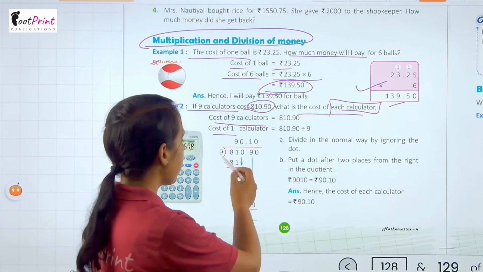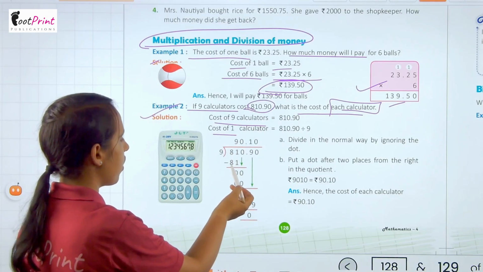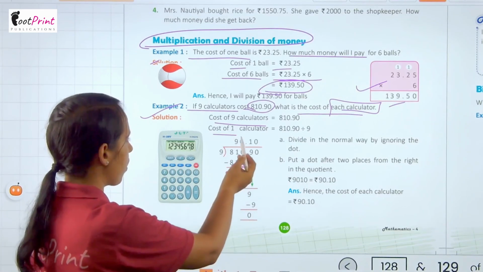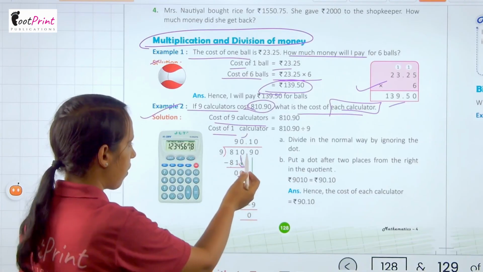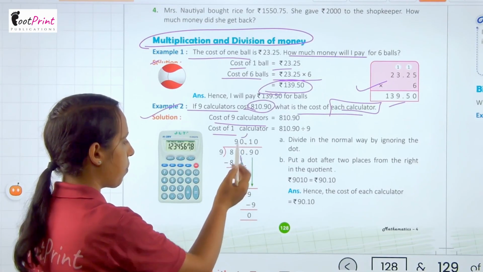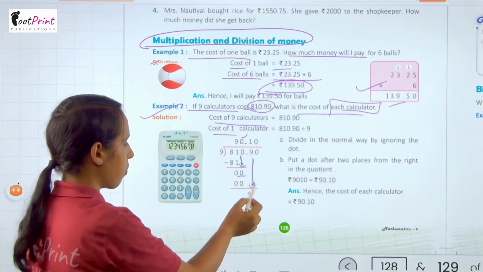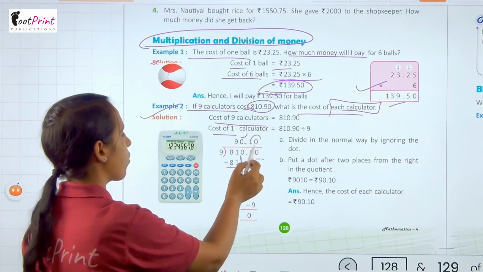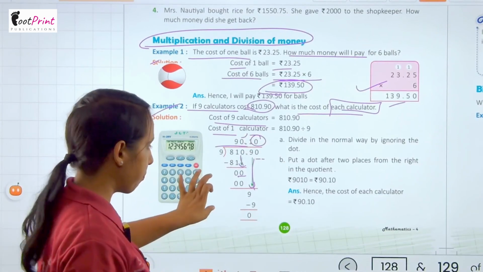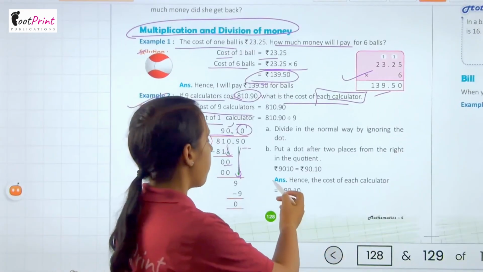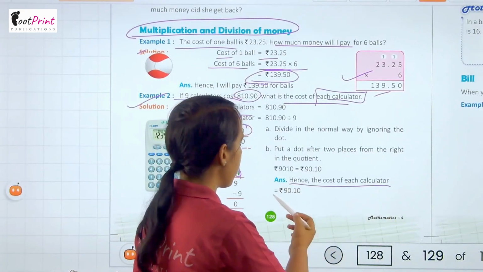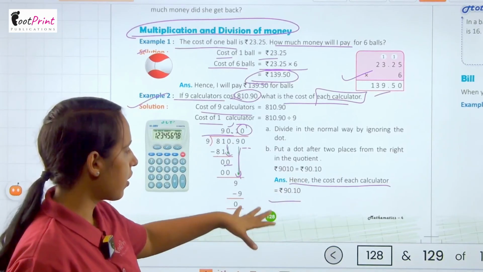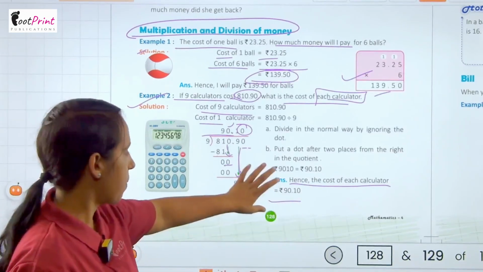After dividing it, 9 9s are 81, 0 is brought down here and it is not divisible by 9. So here we take 0. Then we have the point. So we take the point here and after that we bring down 9. 9 1s are 9 and here we have 0. So we put 0 in the quotient also. So we can say the cost of each calculator will be 90.10 or 90 rupees 10 paise.